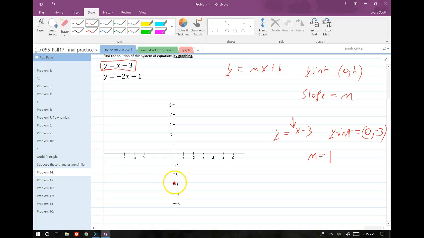So if the slope is 1, I go 1 rise and 1 run to find my next point, and then I can connect those to something like that.